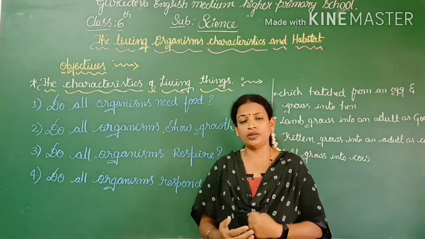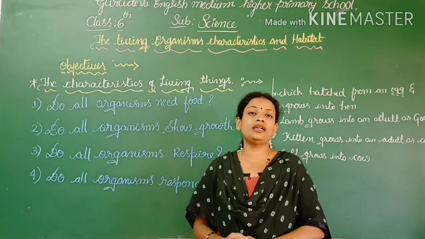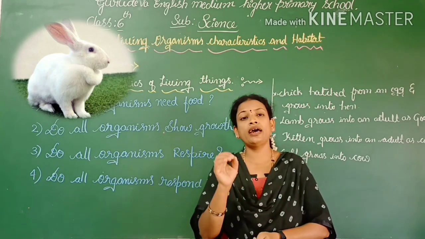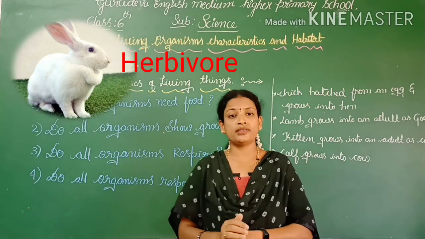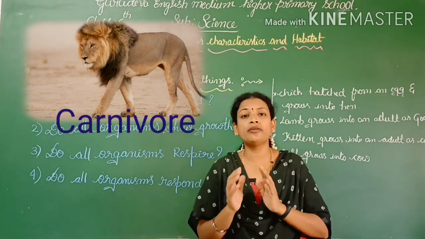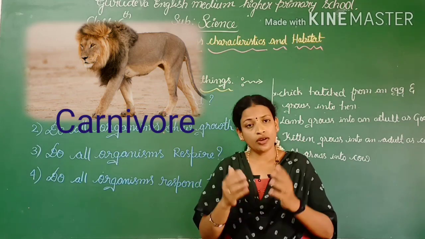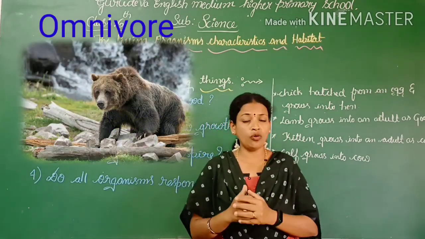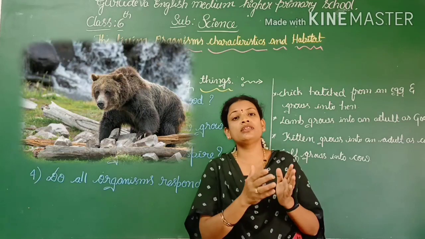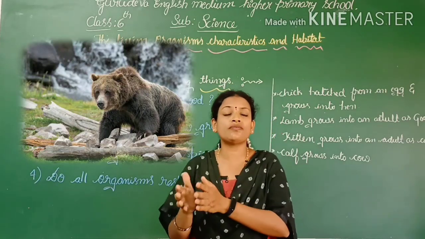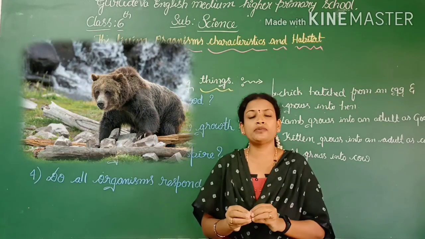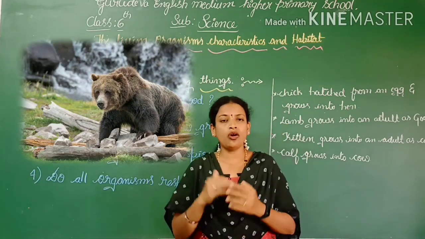I think you might have studied this in the last chapters. Herbivores are organisms that purely eat grass. Those animals we call herbivores. Carnivores are animals that eat only the flesh of other animals. Those we call carnivores. And the third category is omnivores. Omnivores are animals that eat both kinds of food items. Those animals we call omnivores.